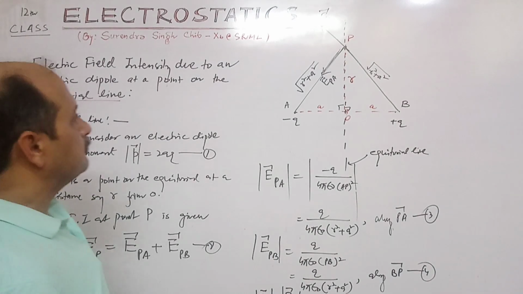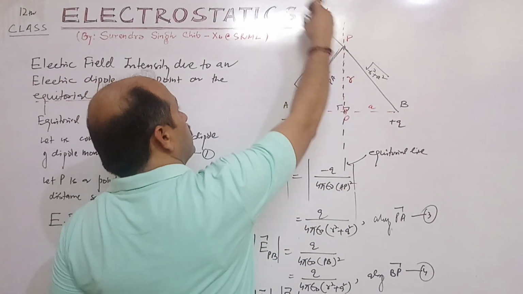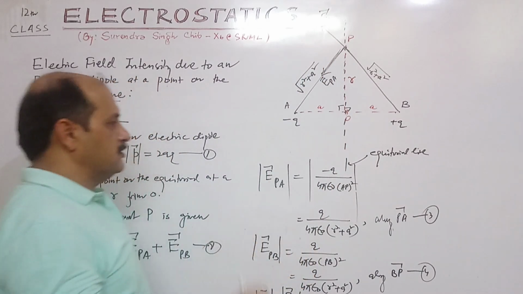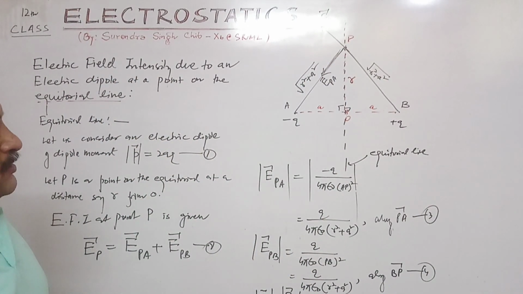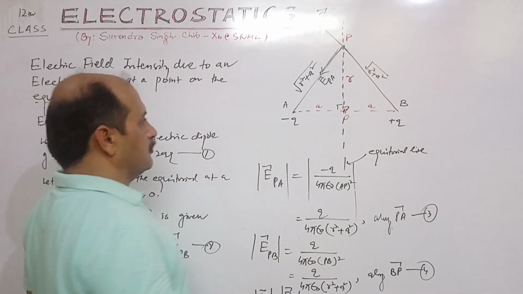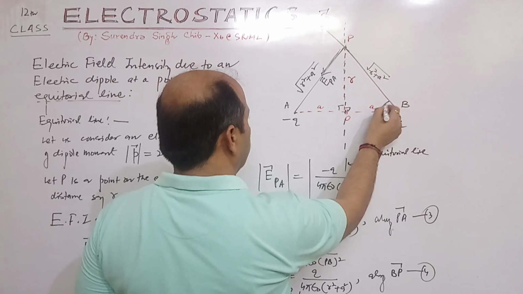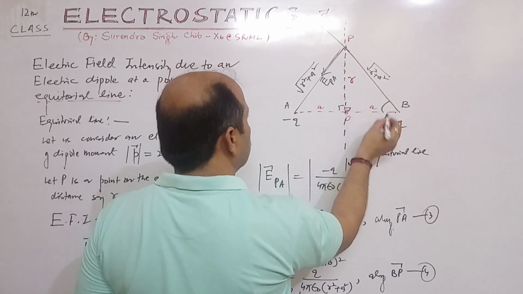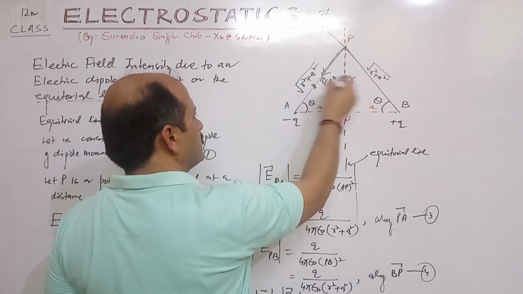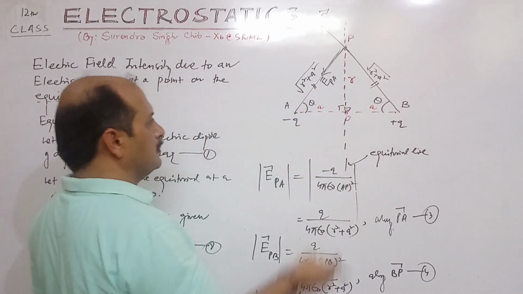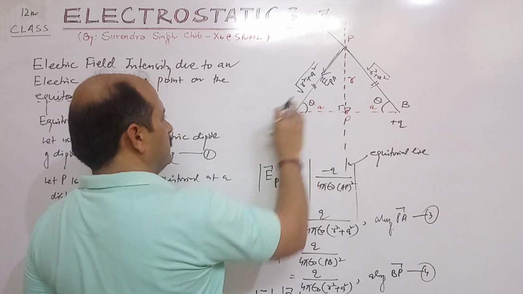So, what do we do? One vector is going here, one vector is going there. We have two ways to do it: either use a formula of vector relations or by resolving. Resolving is much better, comfortable, easier and quick. Say this is angle theta. This is also theta. Why? Isosceles triangle, those both sides are equal. So let this angle be theta, this angle be theta.